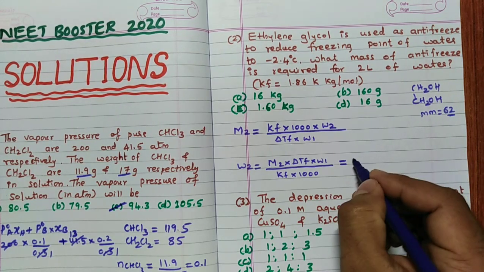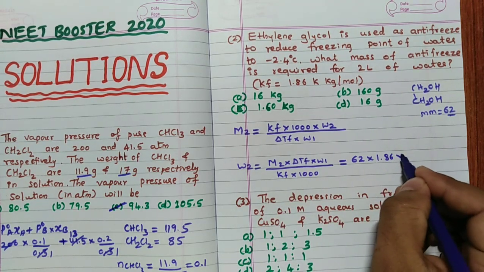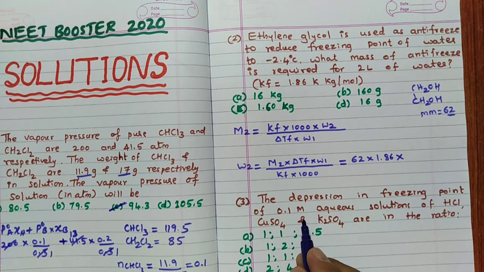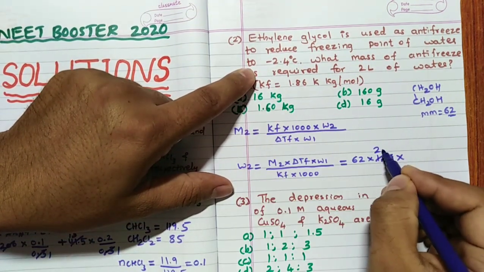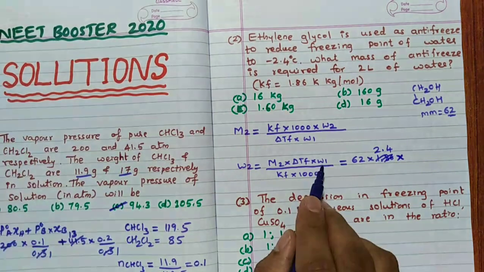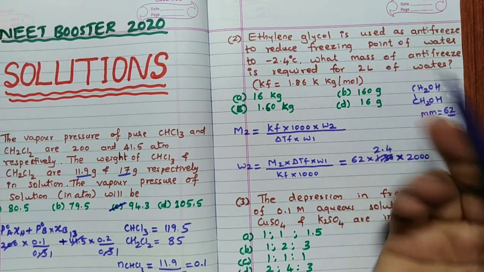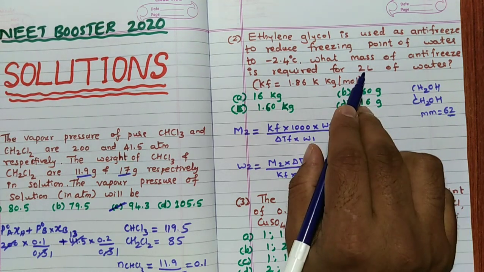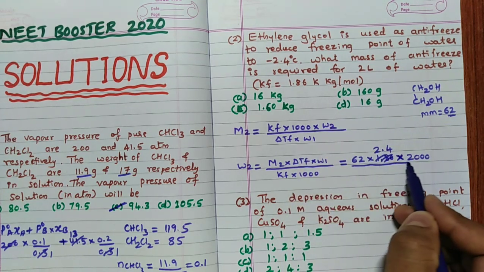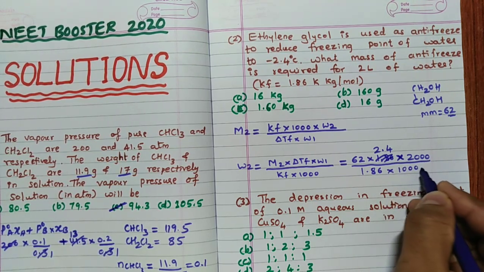You can calculate. So 62 into delta Tf is how much? 62 into 1.86, then sorry, Kf is 1.86. Delta Tf is 2.4. Sorry, 2.4 into W1. How much is W1 here? W1 is 2 liters they have given. I will take it as 2000 grams because for water, remember, the density is equal to 1. Hence whether it is volume or mass, it remains the same. 2000 divided by Kf, which is 1.86, into 1000. Right?